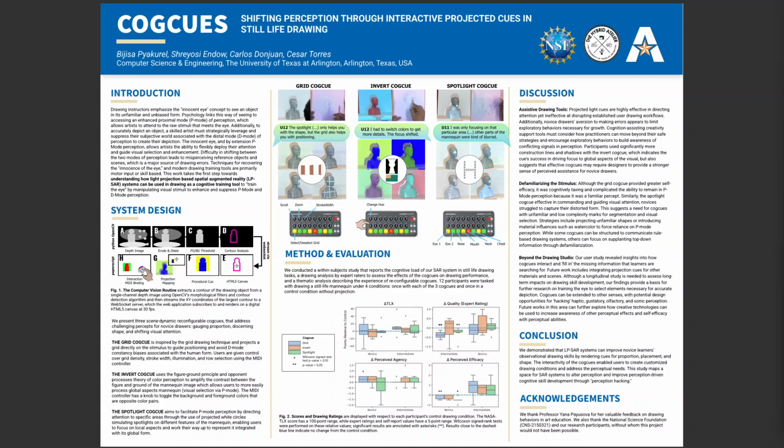Psychology literature suggests that skilled artists tend to strategically leverage and suppress their subjective view, or the distal mode of visual perception, to create faithful depictions. Drawing errors are linked to misperceptions that result from difficulty in switching between these two modes.